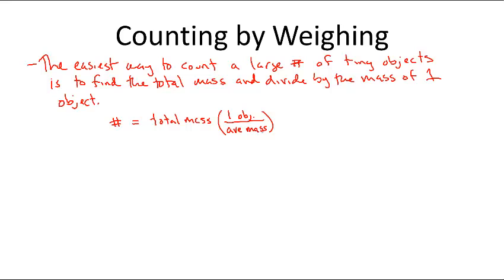So back to the beans, this could look like one bean is 0.03 grams. And you plug that in here, and let's say I had 30 grams of beans. Well, I can cross out the grams now, and I would say 30 divided by 0.03 is equal to, let's see, what is that? Yeah, 1,000 beans. Okay.